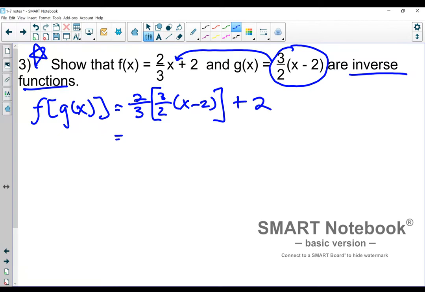So let's see what happens here. When I multiply my fractions, I just get a 1. So right now I have x minus 2 plus 2, and that's just going to equal x.